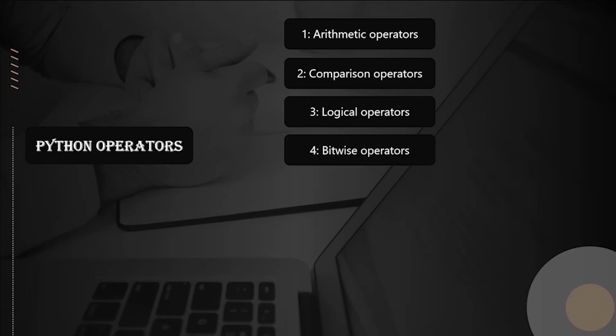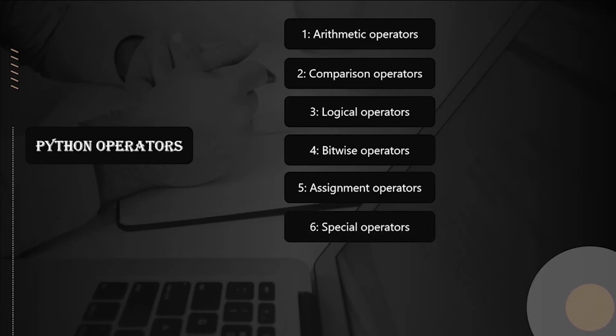Next, we have bitwise operators. Bitwise operators act on the operands as if they were strings of binary digits, and they operate bit by bit, hence the name. For example, 3 is represented as 11 in binary, and 7 is represented as 111 in binary. Next, we have assignment operators. Assignment operators are used in Python to assign values to a variable. For example, a = 5 is a simple assignment operator that assigns the value 5 on the right to the variable a on the left.